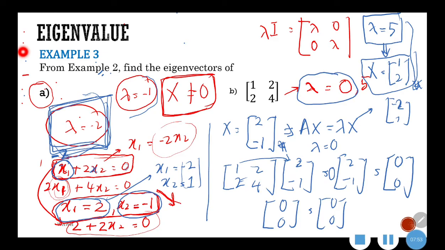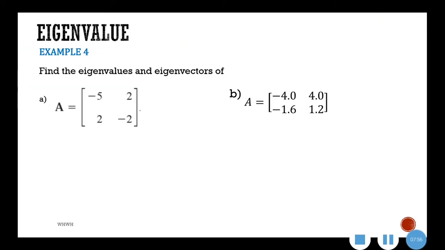Okay, now let's proceed to example A. We have matrix A: -5, 2, 2, -2. To find the eigenvalues first, what we have to do is put it in the form A minus lambda I. So we put it directly. I put -5 minus lambda. We are to find the determinant. The determinant looks like this: -5 minus lambda, 2, 2, -2 minus lambda.